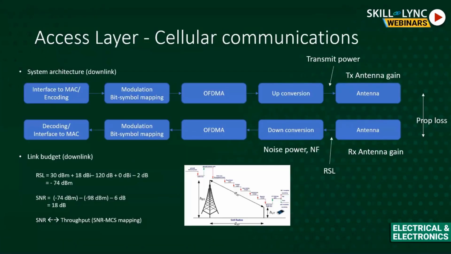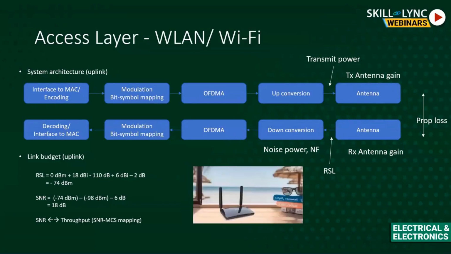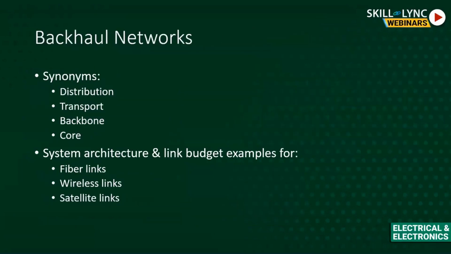Now, so that's about the access layer link budgeting. It's basically to identify the cell radius. That's what we have been reviewing. And now we move on to backhaul networks.